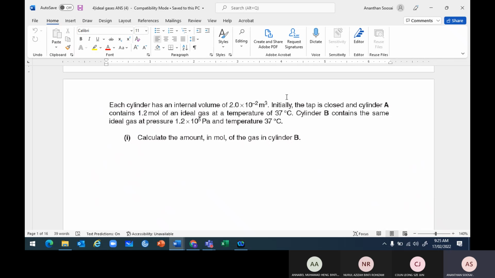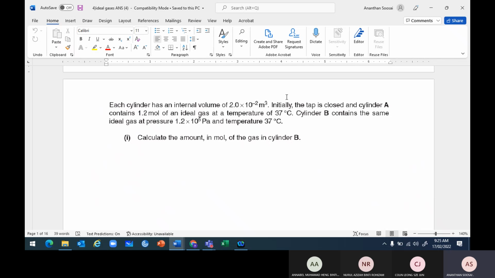So they want the number of mole in B. Okay, B is a closed system. B itself is a closed system. So I want the answer from you. How many moles? Give me the answer. No, how many moles?